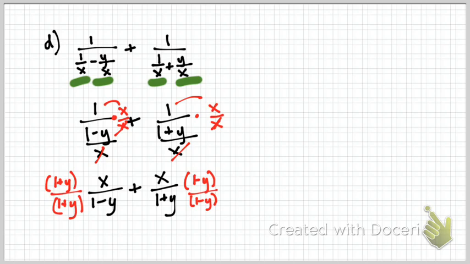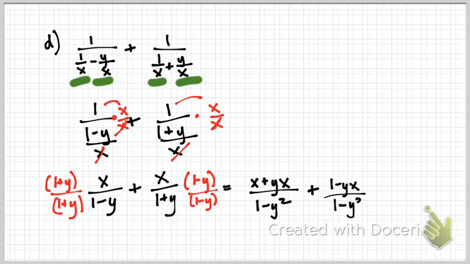There's a lot of algebra here. Ugly. It's going to get ugly. So we have x plus yx over 1 minus y squared. We did that last problem. Plus 1 minus yx over 1 minus y squared. Common denominators. The yx's cancel, so we're left with 2 over 1 minus y squared.